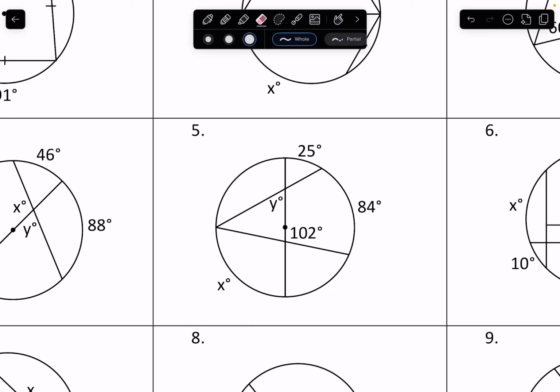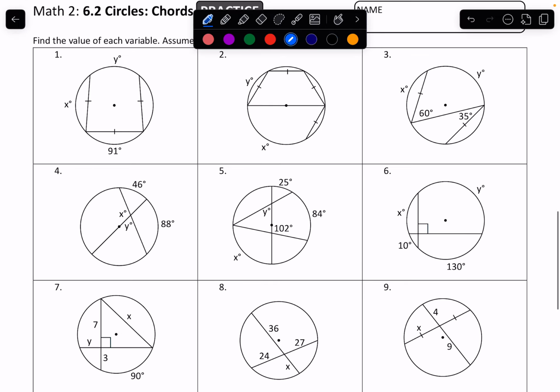Again, use colored pencils. They help a lot. Kind of just focus what you're looking at and help you make some connections without getting overwhelmed with all the other information in the circle, because there is a lot of stuff going on.